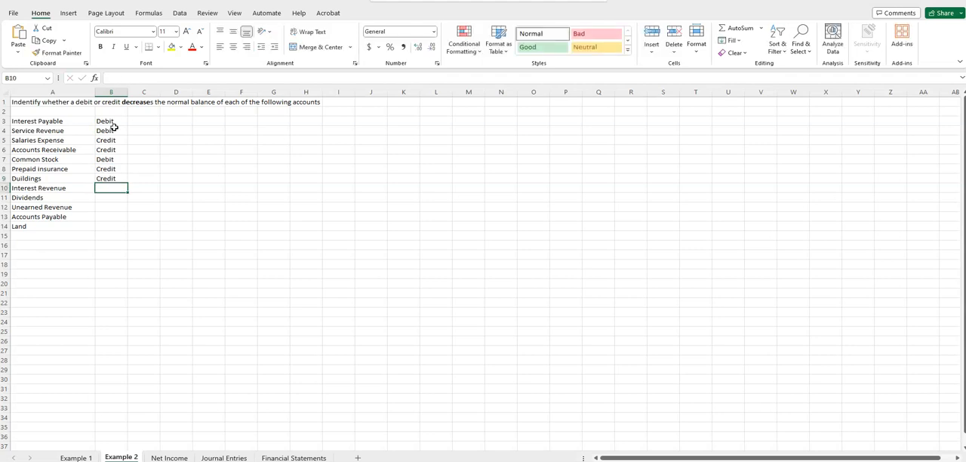Interest revenue, so a revenue account. Revenue accounts have a normal credit balance. Accounts with a normal credit balance get decreased with a debit.